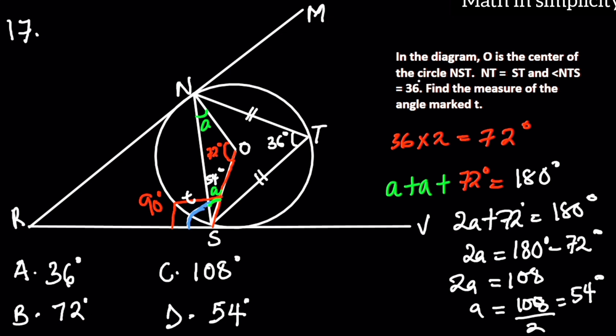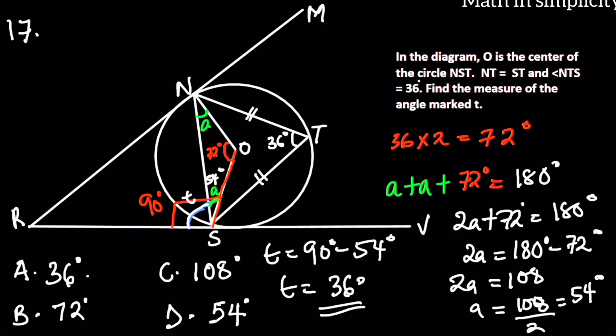So finally, the angle T will just be 90 minus 54, because the whole of this is 90. A is 54, so if we subtract 54 from 90, we have the angle T. So T will be equal to 90 degrees minus 54 degrees, and 90 minus 54 should give us 36 degrees. So the correct option there is option A. So all you need to know is the circle theorems, and you can always simplify.